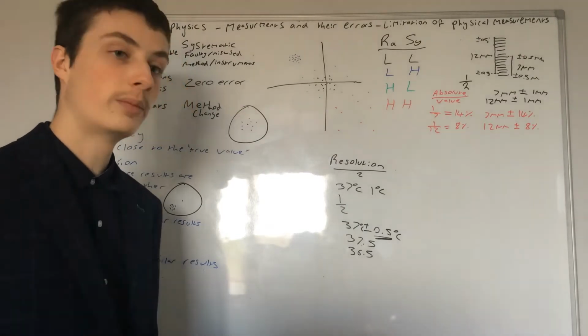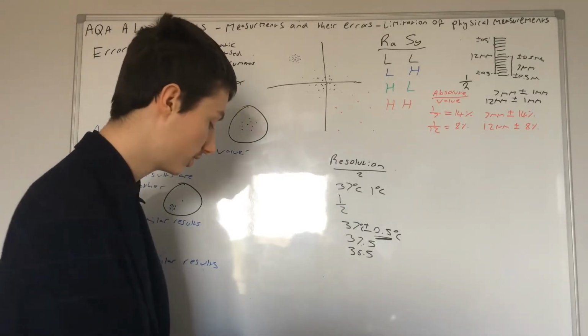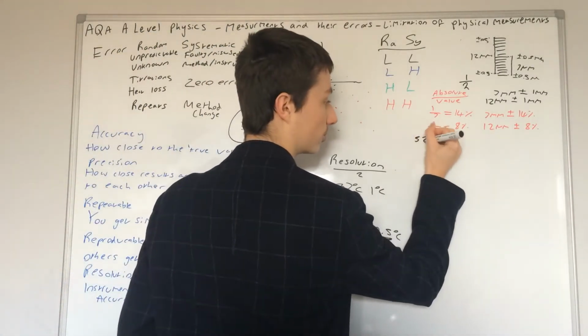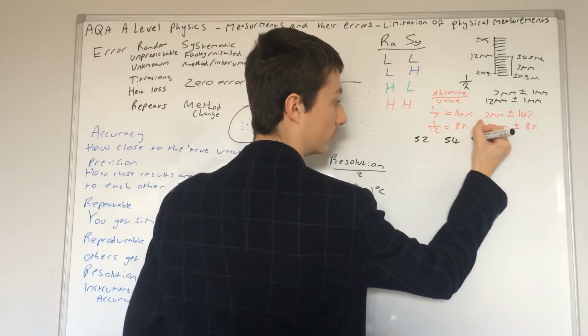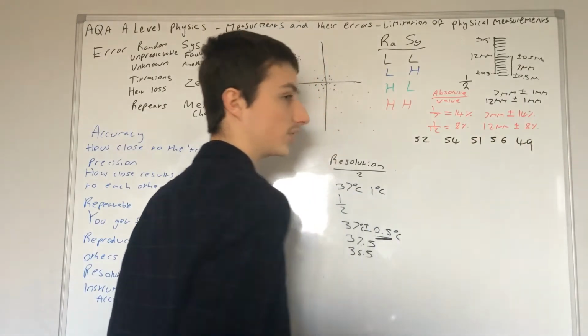But that's for one measurement. What if we have lots of different measurements? How do we find the percentage uncertainty of that? Well, say you have the values 52, 54, 51, 56, and 49. Let's find the percentage uncertainty.